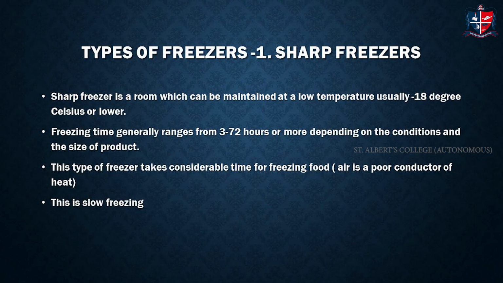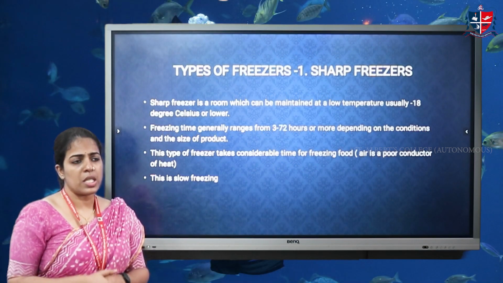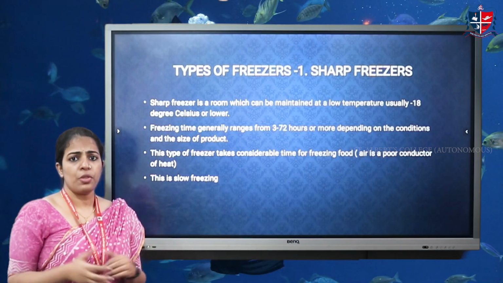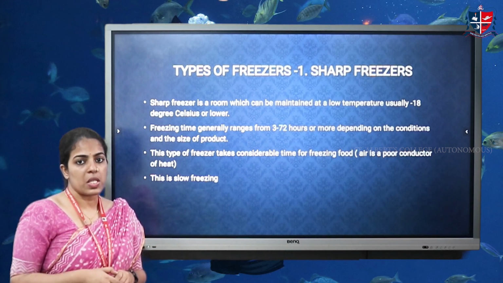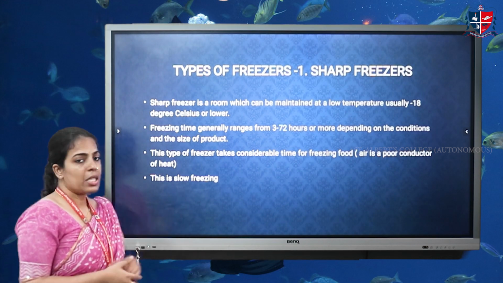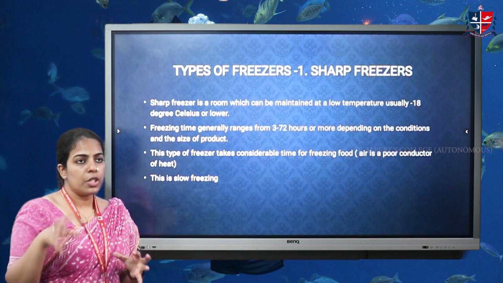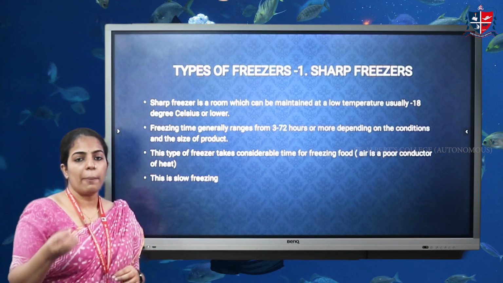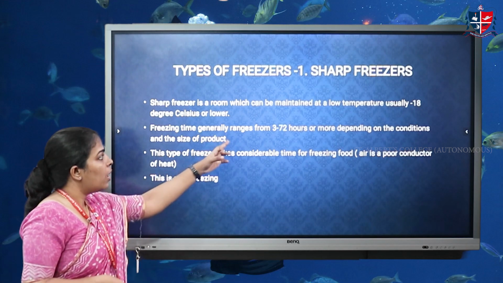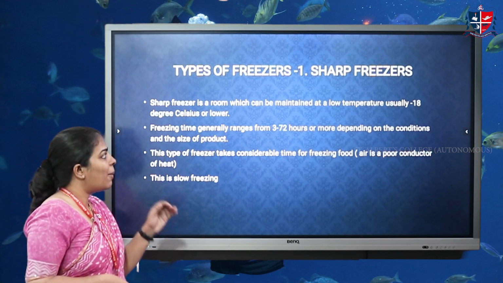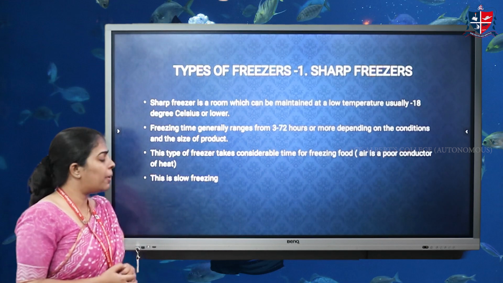Now, next we are going to deal with different types of freezers commonly used in fish processing units. There are various types of freezers available, but here I'm going to discuss a very few types which are commonly used. The first type is the sharp freezer. It is typically a room kept at a temperature below -18 degrees Celsius, with a time duration of about 3 to 72 hours depending on the conditions or the size of the product.